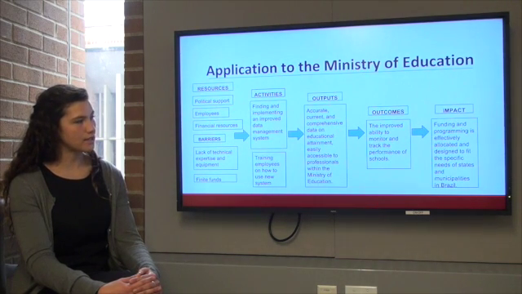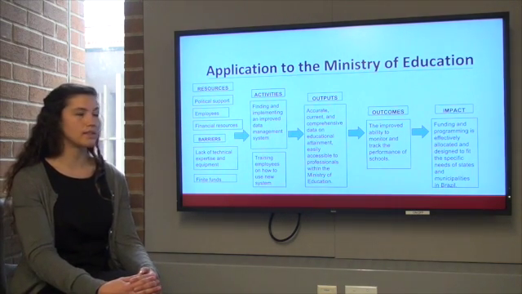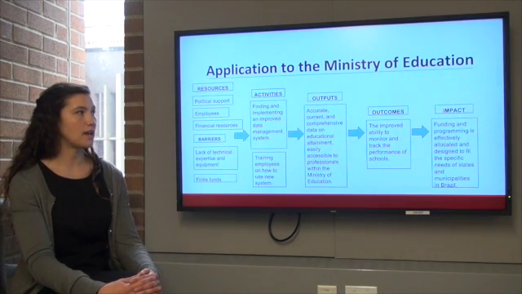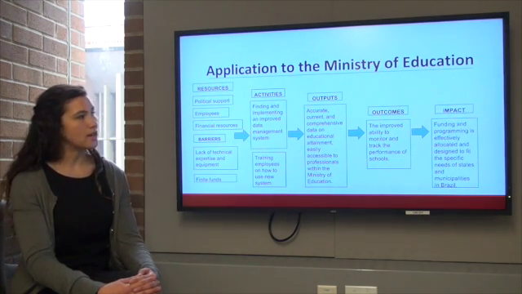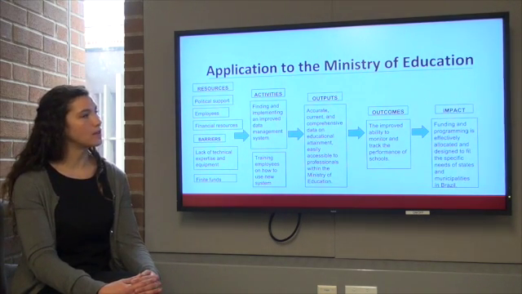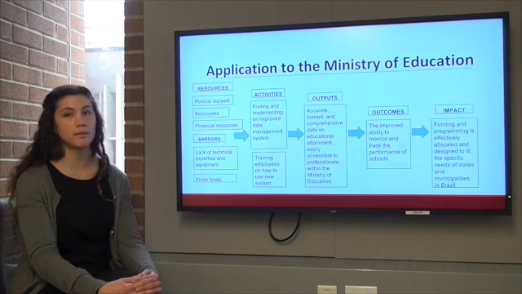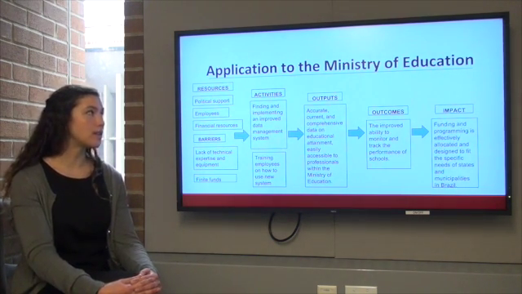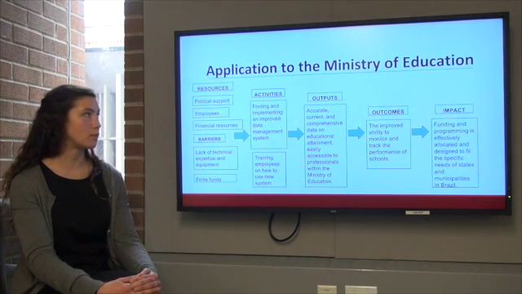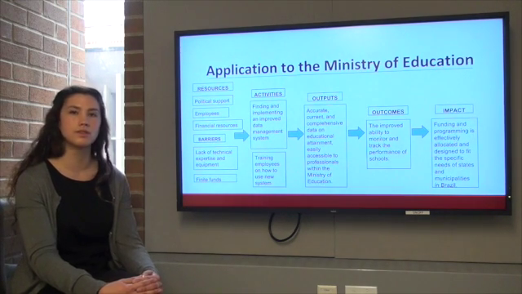First, we'll consider impact. A possible impact that you could have is that funding and programming is effectively allocated and designed to fit the specific needs of states and municipalities in Brazil. An outcome that could lead to this impact is the improved ability to monitor and track the performance of schools. An output that could lead to this outcome is that accurate, current, and comprehensive data on educational attainment is easily accessible to professionals within the Ministry of Education. An activity that could lead to this output would be finding and implementing an improved data management system and training all employees on how to use this new system.